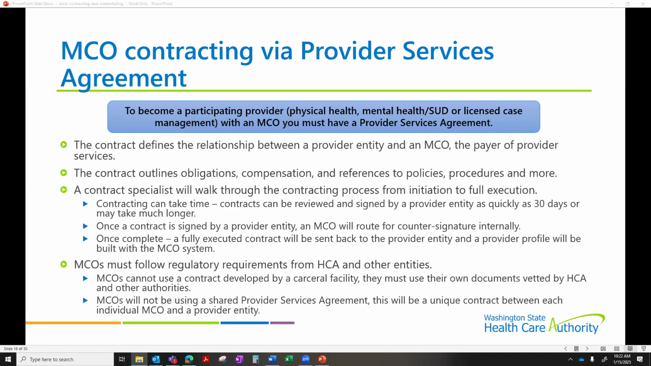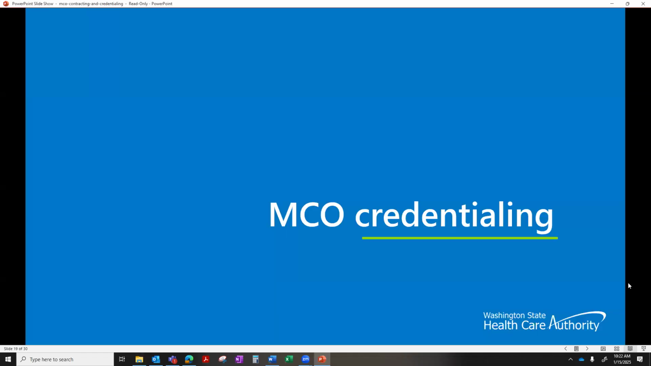Each PSA will be unique to the specific provider and MCO. There will not be a shared template across MCOs. This process ensures that all agreements will meet regulatory standards. So again, you're going to need to have a different PSA for each MCO. I will now turn it over to Bree with Coordinated Care to review credentialing.